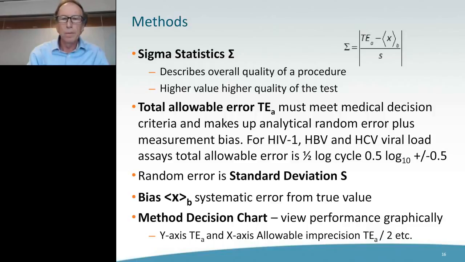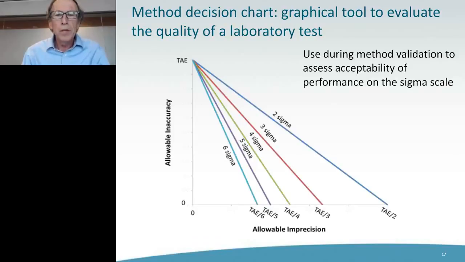So this is a method decision chart. And as I said earlier, it's a graphical tool to evaluate the quality of these tests. And you should use it during your method validation and when you're taking on new assays to assess the acceptability of your performance of your assay on a sigma scale.